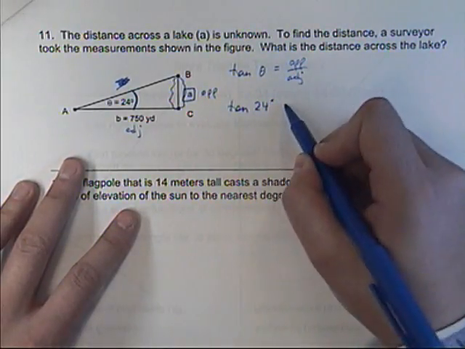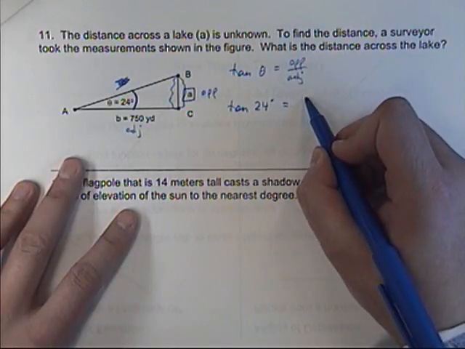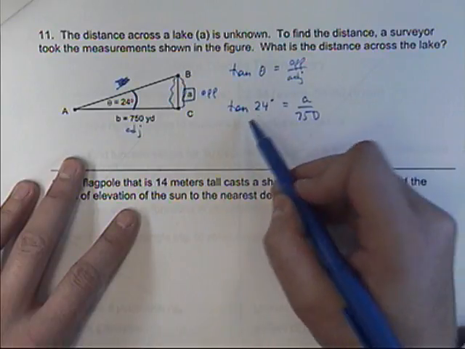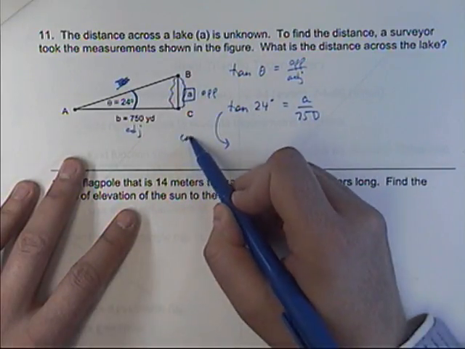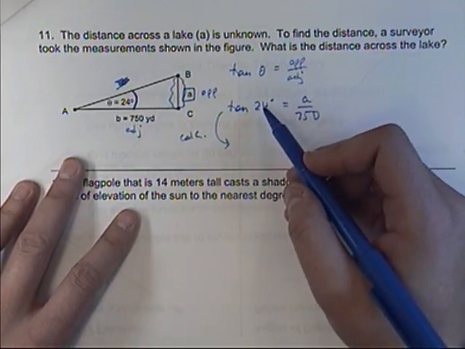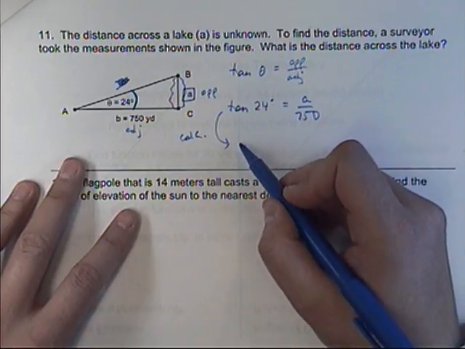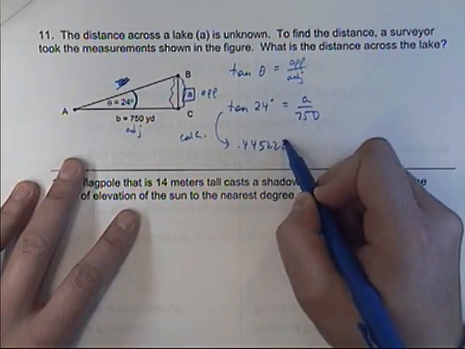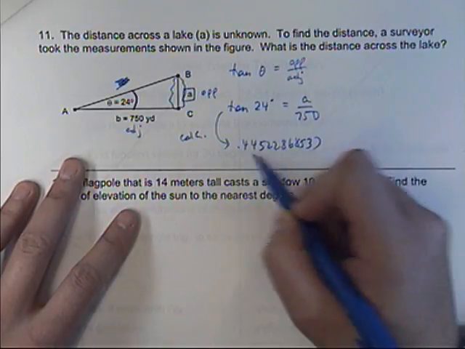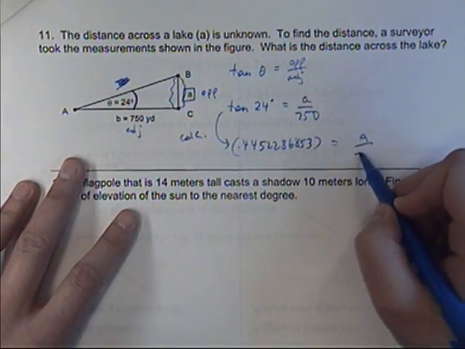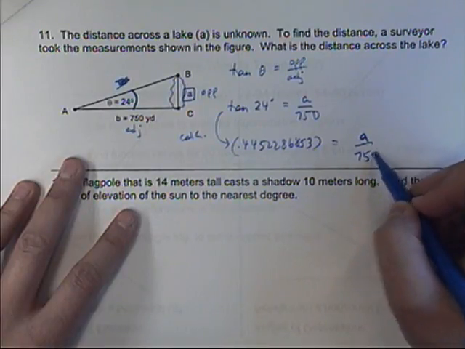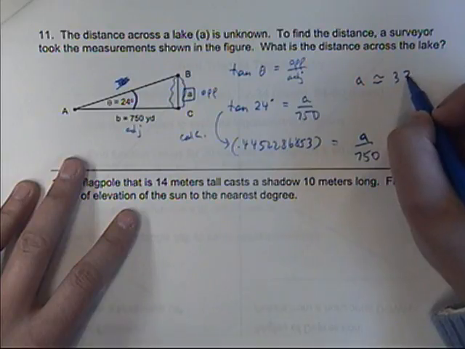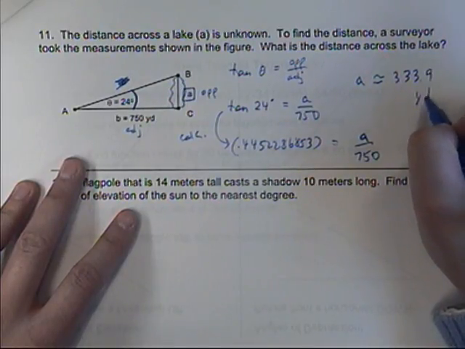And so if I plug in all the numbers, this tangent of 24 degrees equals A over 750. I take my calculator right here and I punch in tangent of 24 degrees. Make sure your mode is in degrees. And you get about 0.445228685 equals A over 750. And then if I just multiply both sides by 750, I get approximately 333.9 yards.